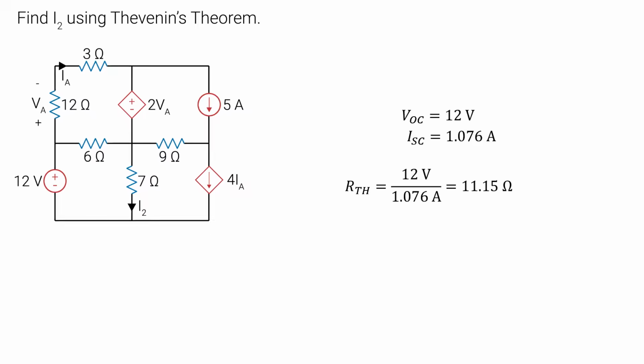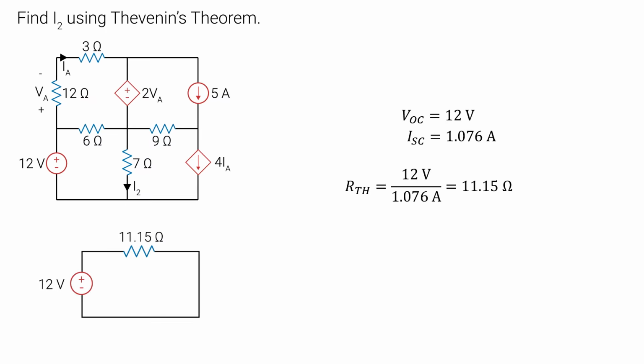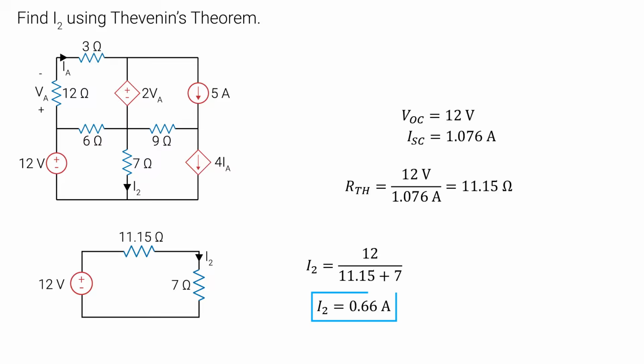It's finally time to draw our circuit. We have the voltage source and RTH in series like this, and we can place the load here. Using Ohm's law, we can figure out I2, and that's our answer.